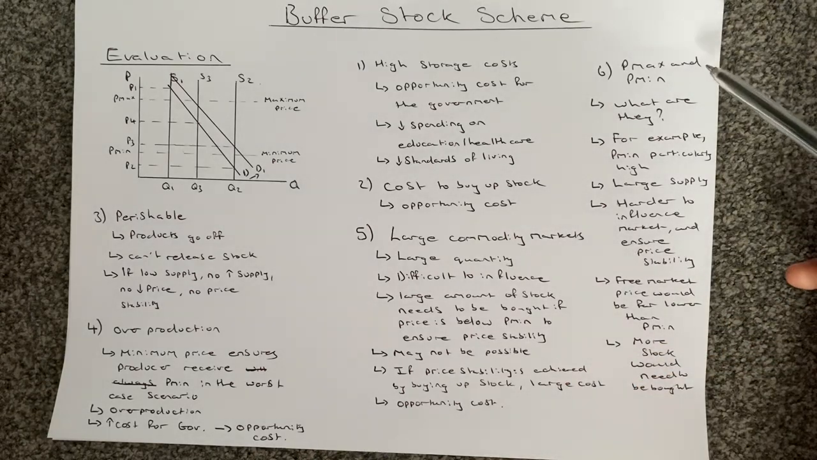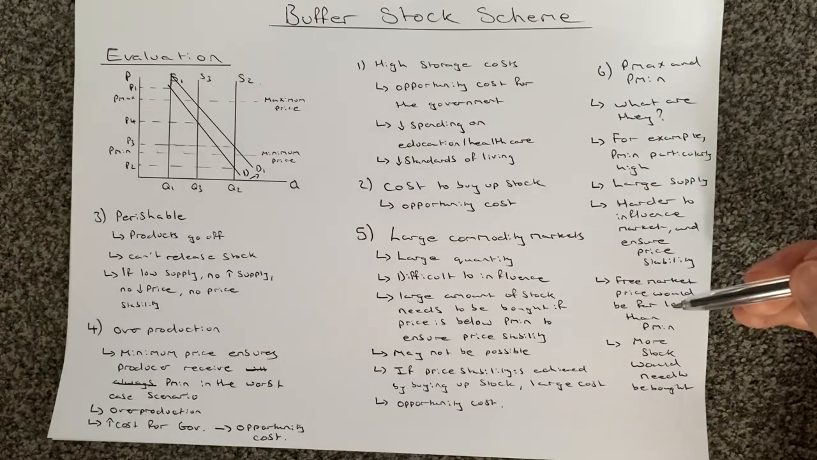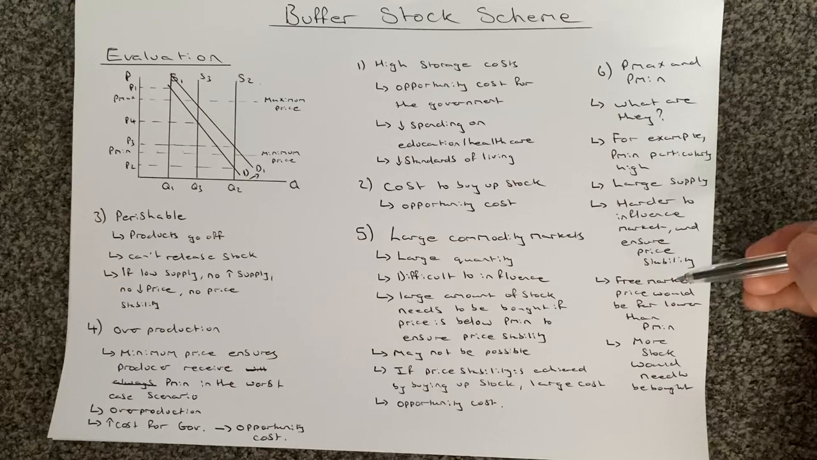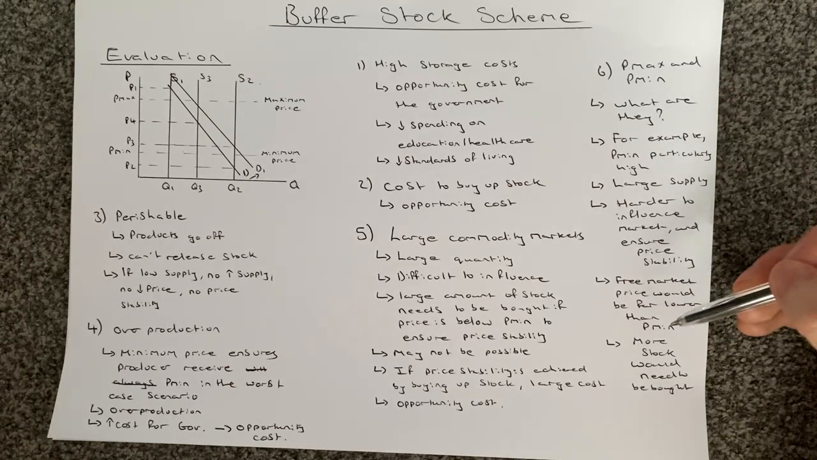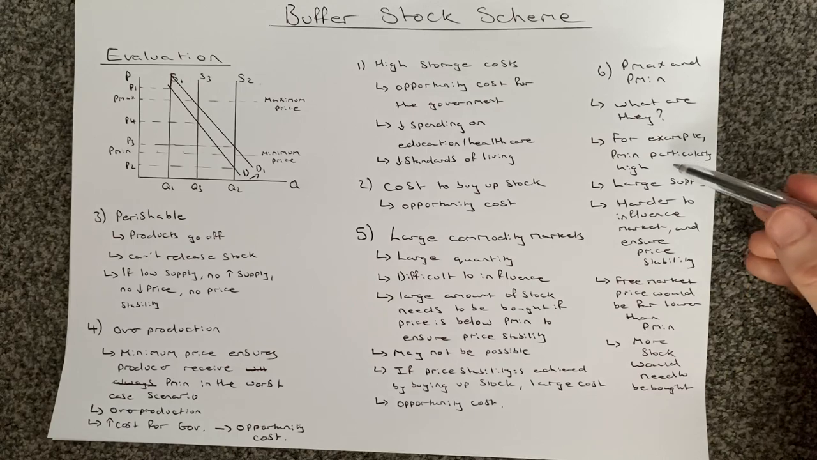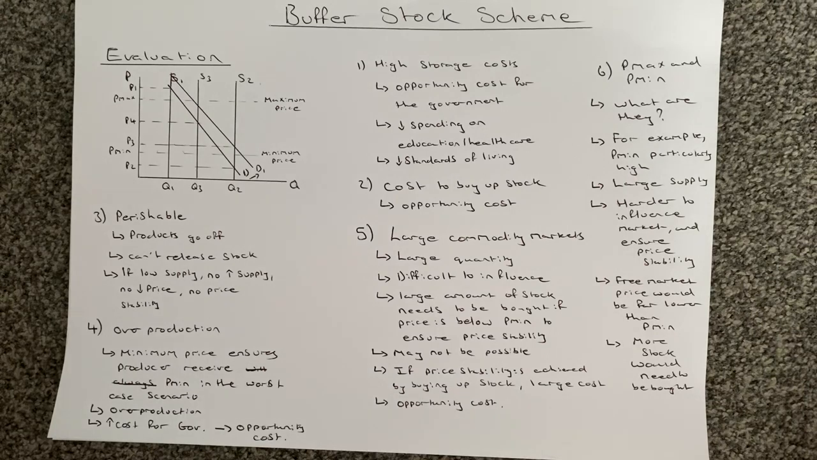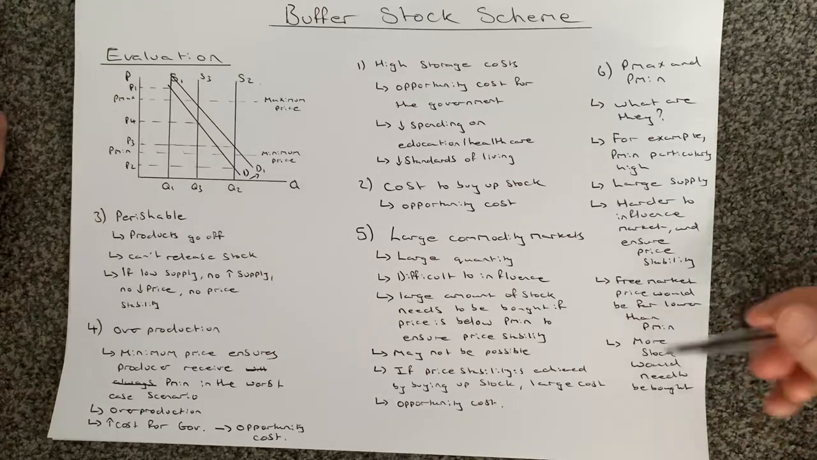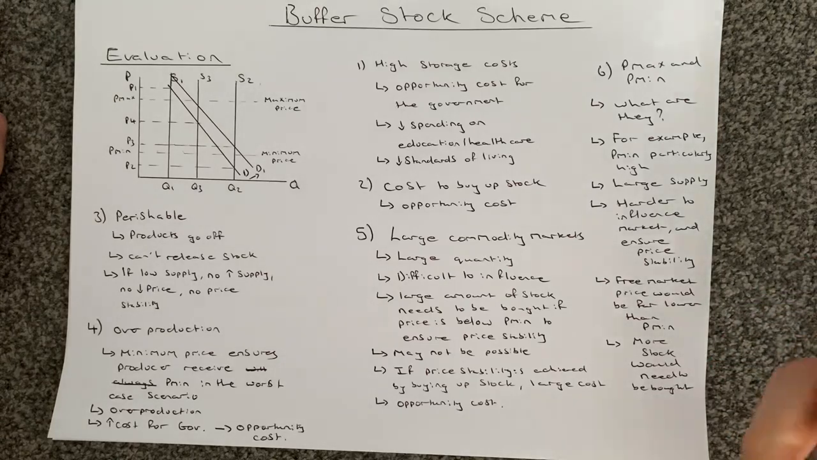And then finally, we talked about where the minimum and maximum price is set. If the Pmin, the minimum price, is particularly high and there is a large supply, it's going to be harder to influence the market and ensure price stability, because if there is a large supply, the free market price would be far lower than the minimum price, since in this example the Pmin would be particularly high, and therefore more stock would need to be bought up in order to raise the price. And again, we've got the issue of opportunity costs, with it costing the government more money if the Pmin was particularly high and they needed to buy up more stock.